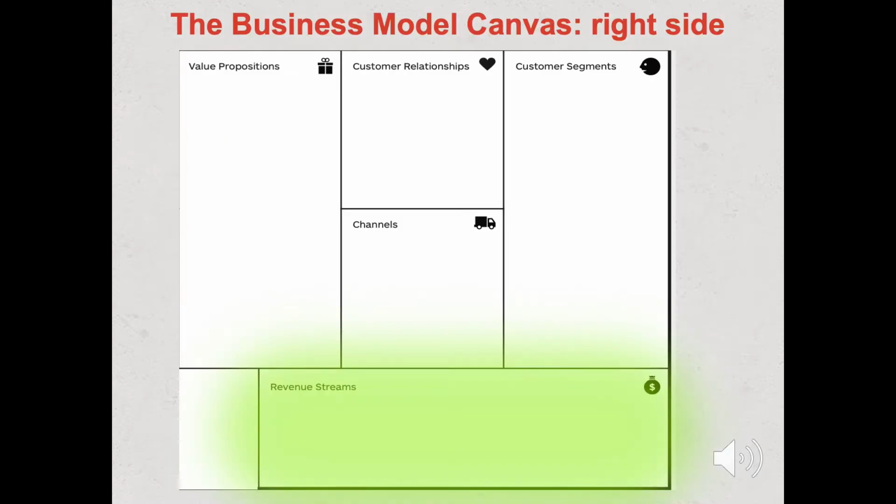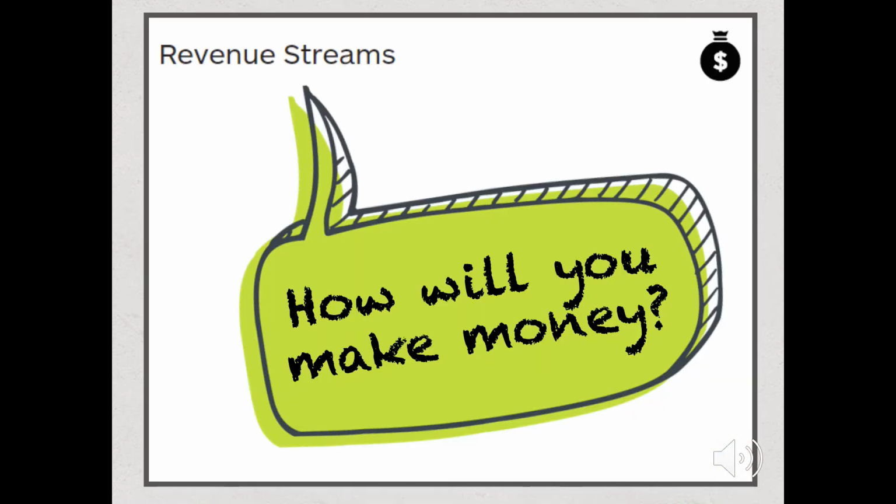Our final section of the business model canvas right-hand side is our revenue streams. Simply speaking, revenue streams looks at how you will make money, including the different types and mechanisms of pricing. The aim is to optimize not only the amount you can charge, but the way you can charge, and this can have a significant impact on the success of the business model.